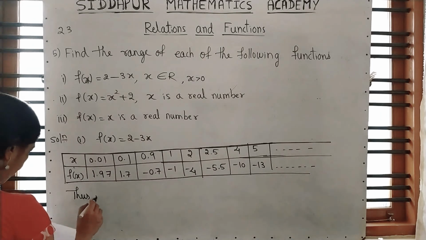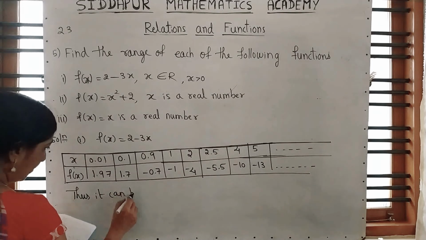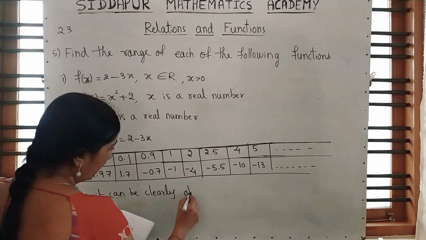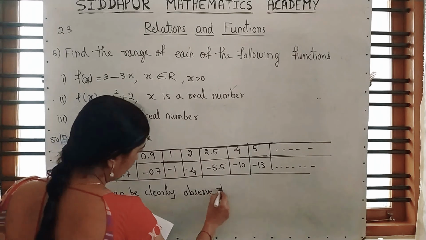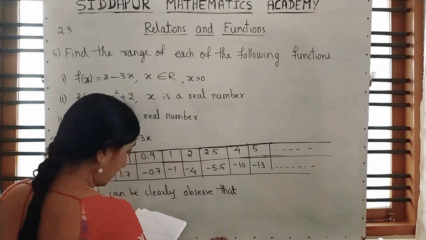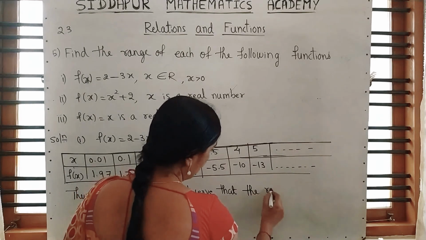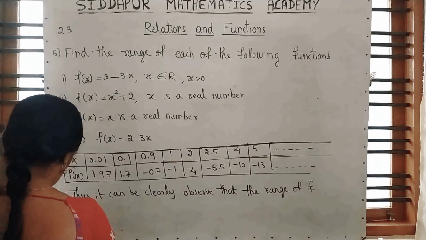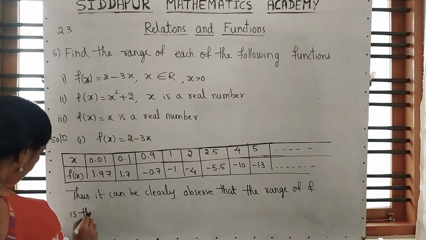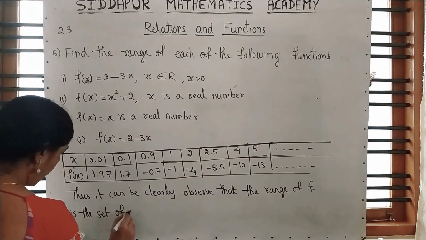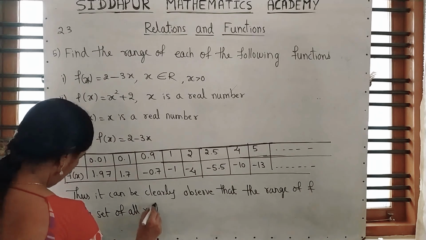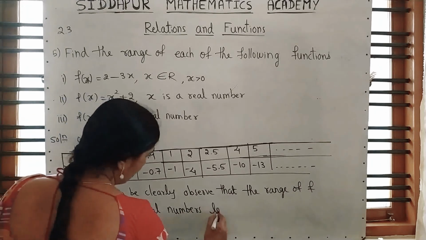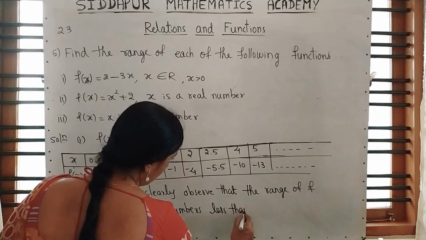Thus, it can be clearly observed that the range of f is the set of all real numbers less than 2.